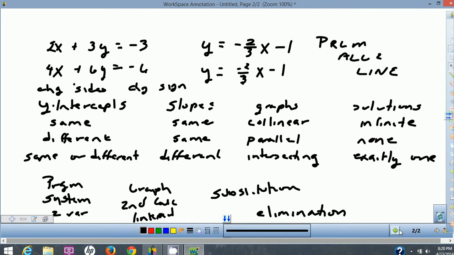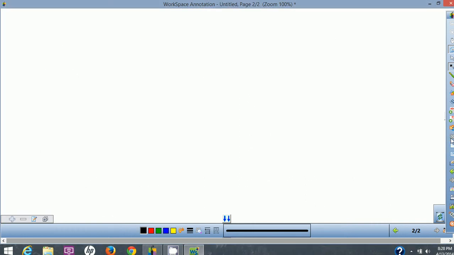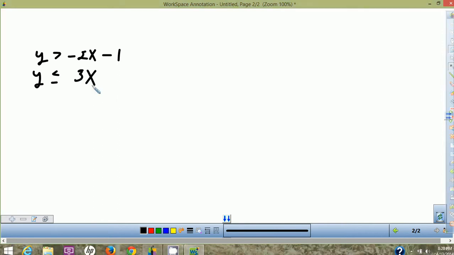inequalities. Now, a system of inequalities, you're probably going to want to draw out. It's usually easier if you have things in slope-intercept form. If you don't already have them in slope-intercept form, put them in slope-intercept form. So I'm going to use those two equations. y is greater than negative 2x minus 1, and y is less than or equal to 3x. And then I'm going to graph both of these lines.